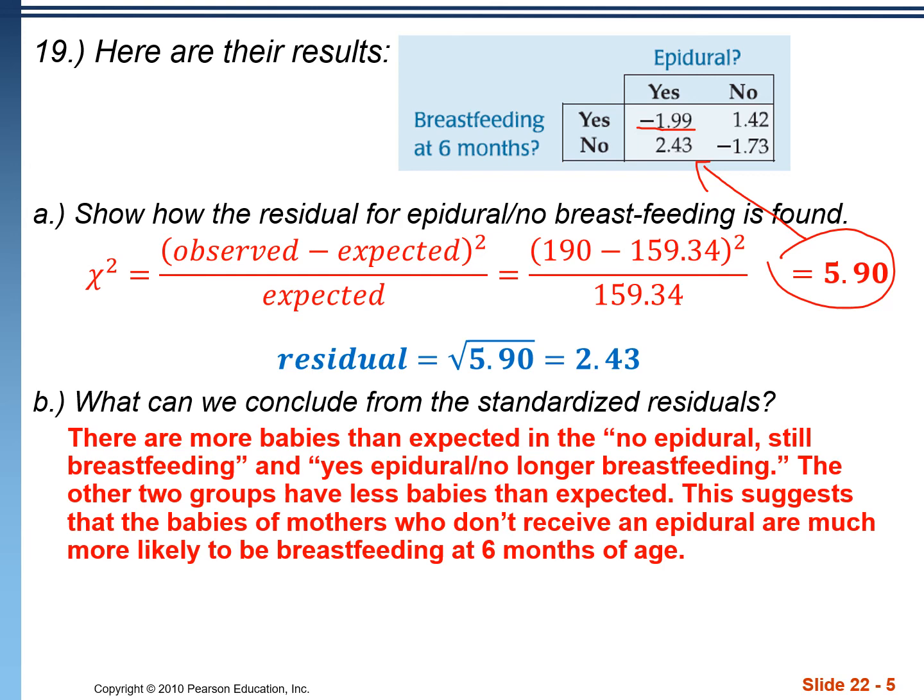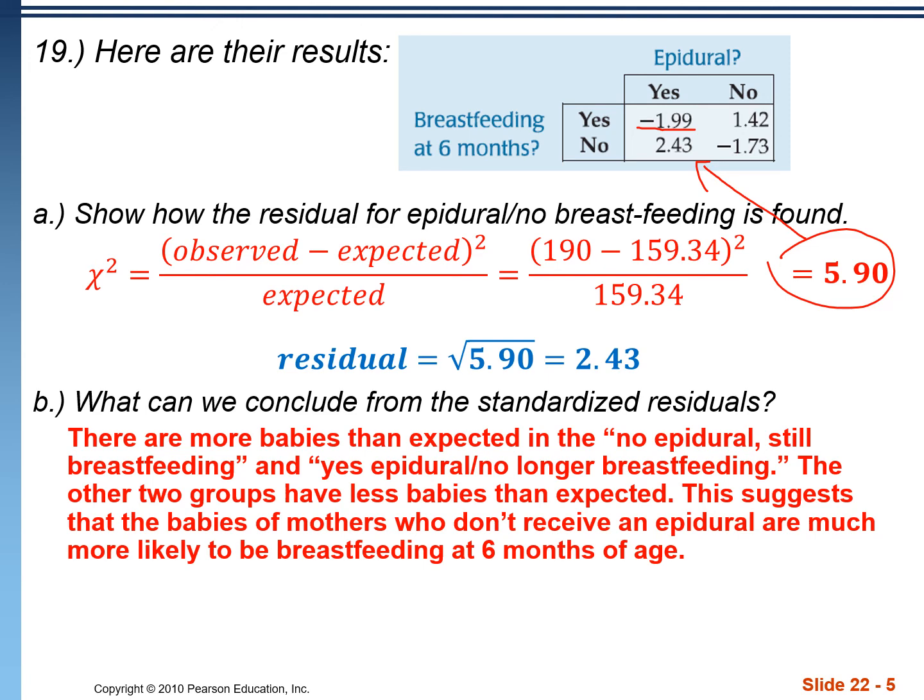So part B is saying, what can we conclude? There are more babies than expected in the no epidural still breastfeeding and in the yes epidural no longer breastfeeding groups. The other two groups have fewer babies than expected. This suggests that babies of mothers who don't receive an epidural are much more likely to be breastfeeding at 6 months of age.